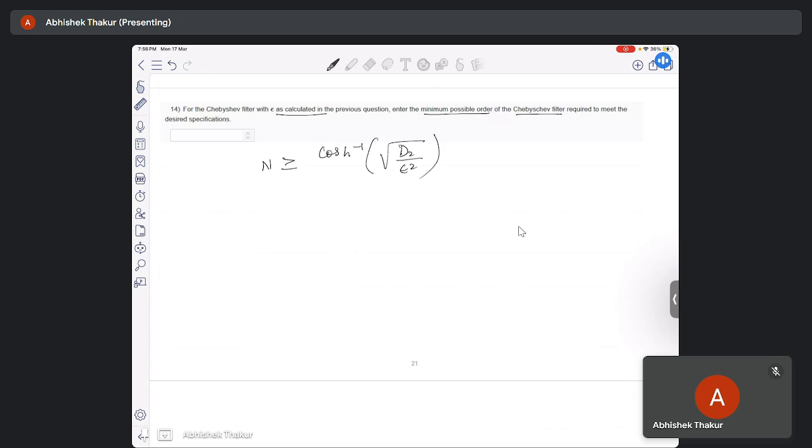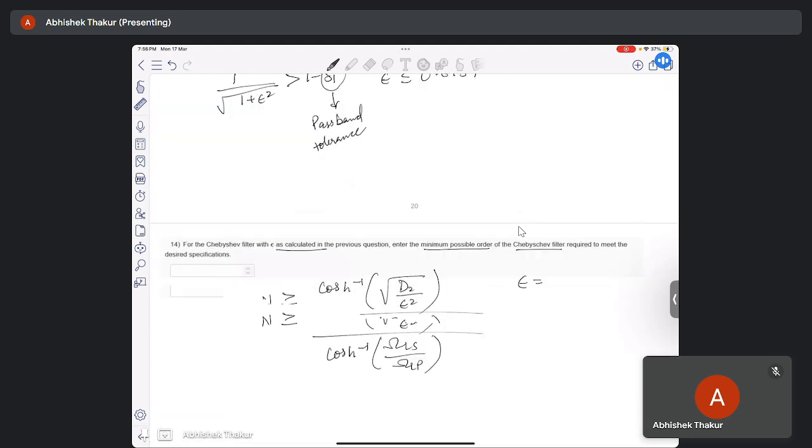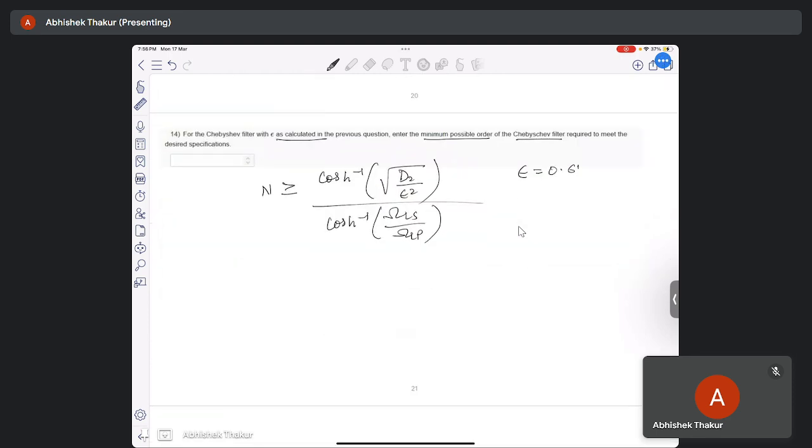I think we did this in question 4 or 6, divided by cosh inverse of omega ls by omega lp. So now for the chosen epsilon, what is the epsilon value in the previous question? 0.6197. And we have the values d2, omega ls and omega lp. So this value will become 3.55. So what is the minimum possible order?